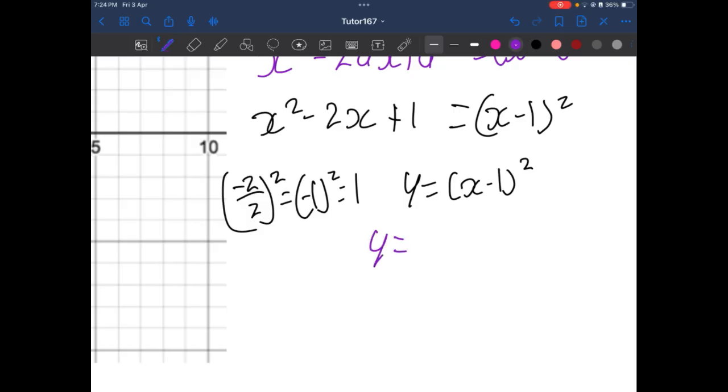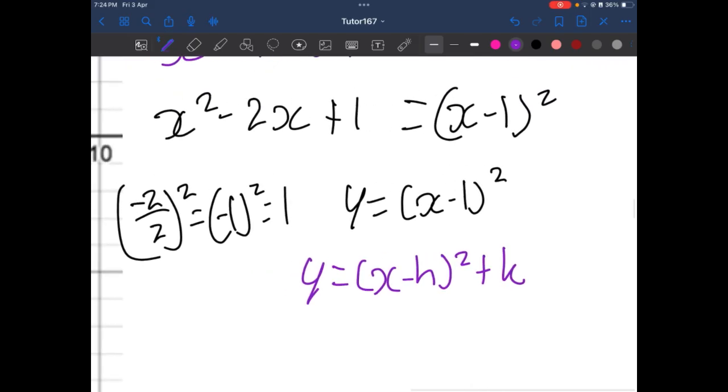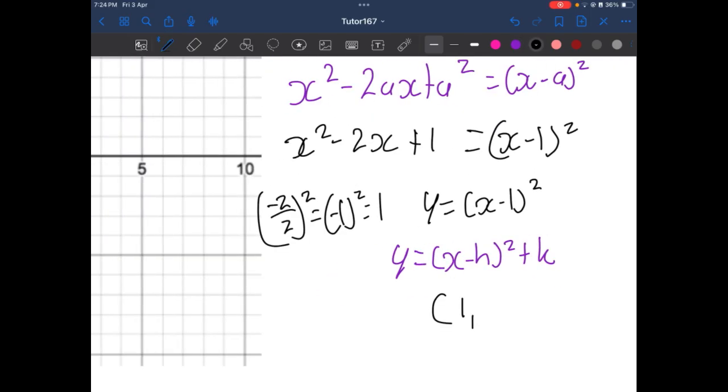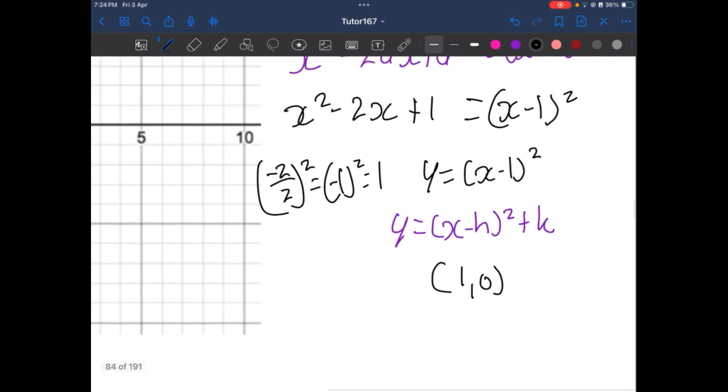This is the same formula as y is equal to x minus h squared plus k, where (h, k) is the vertex. Even though you don't see k, that's because k is 0. So our vertex would be (1, 0). That should be our vertex. So our vertex is (1, 0).